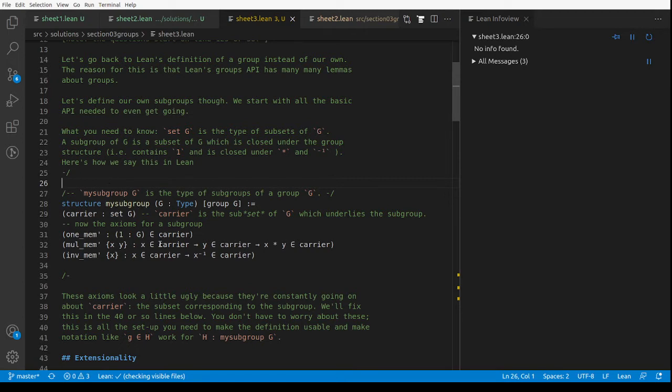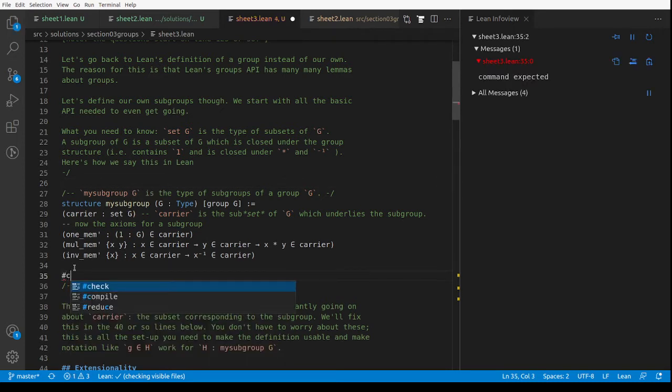So a subgroup of G is a subset of G, and that subset is going to be called carrier, which is not the kind of word that a mathematician would use. The whole point of the next 100 lines after this is we're going to be removing all references to this word carrier. So a subgroup of G is a subset of G which satisfies some axioms. The subset of G is currently called carrier, which is kind of annoying, and its full name is going to be my subgroup.carrier.